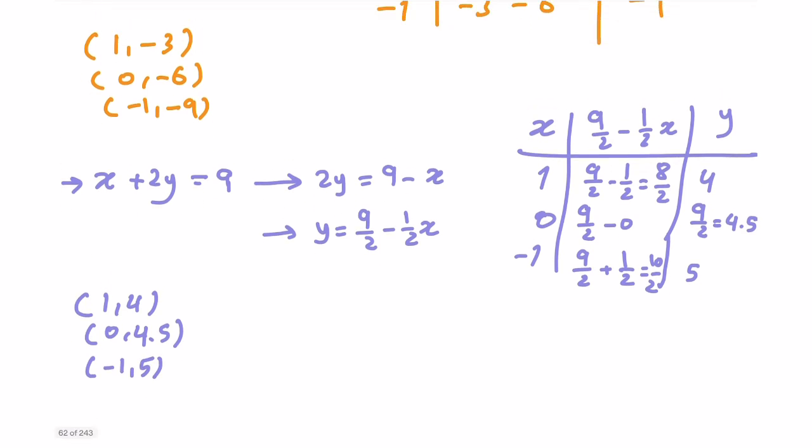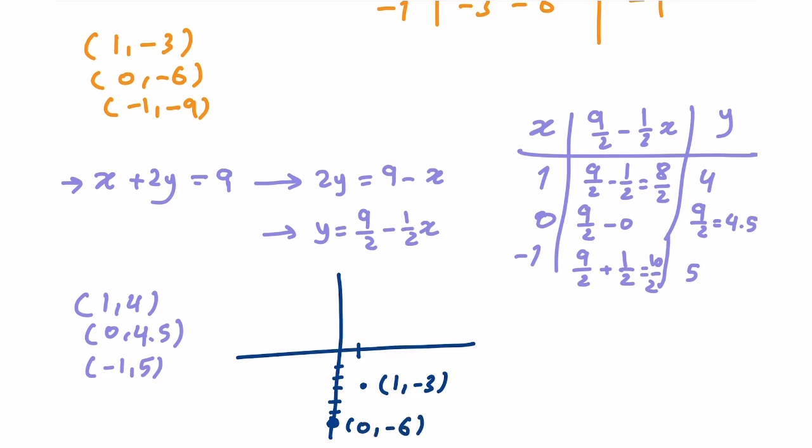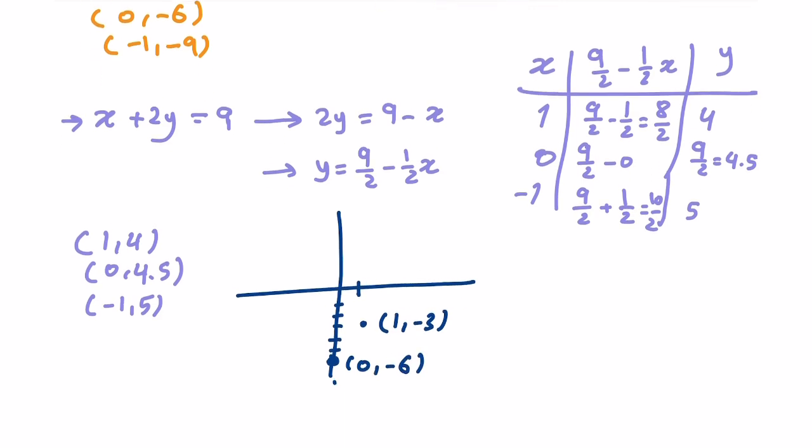We need to draw these points here. I'm going to draw this one first. It's saying 1 and negative 3. So 1 on the right, negative 3 here: 1, 2, 3. This is the point. 1, negative 3. Then 0 and negative 6: 1, 2, 3, and it should be here, 0 and negative 6. The other one, negative 1 and negative 9: 7, 8, 9. It will be here, so it will be negative 1 and negative 9.